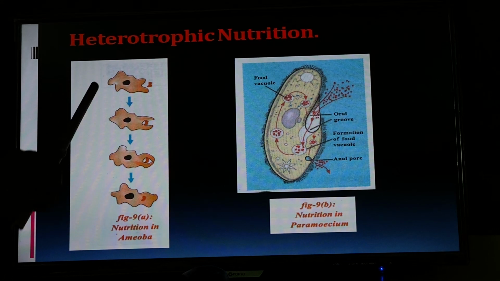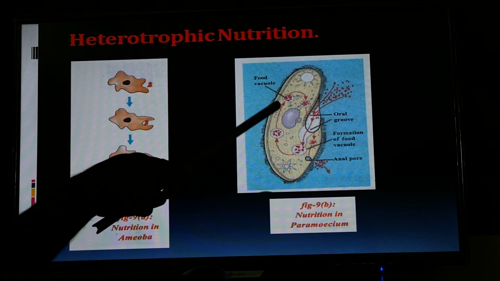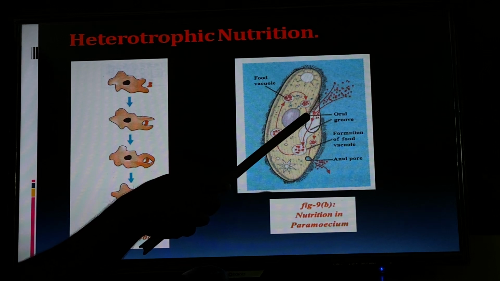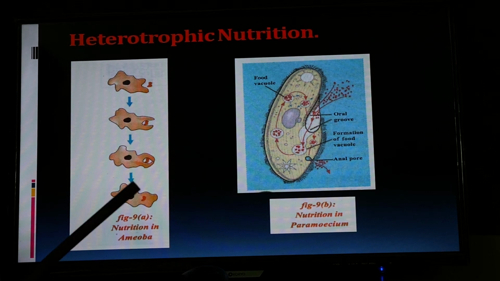This type of nutrition is called holozoic nutrition. Keep it in mind. Holozoic nutrition means food is taken in and the digestion takes place inside the body, known as holozoic nutrition. Here paramecium, slipper animalcule, we know that. In paramecium also we can find holozoic nutrition.